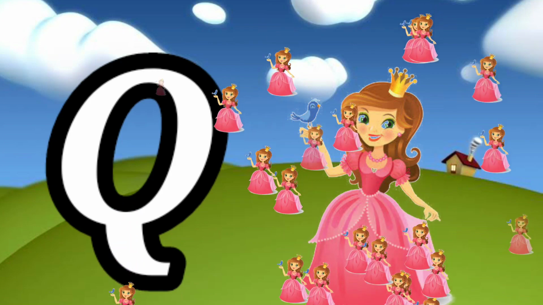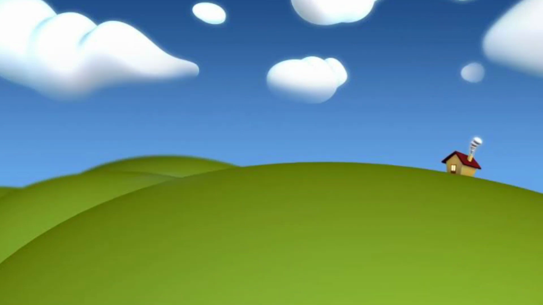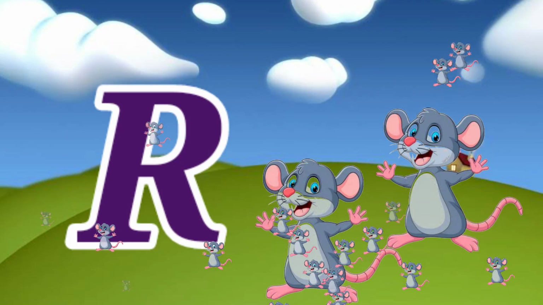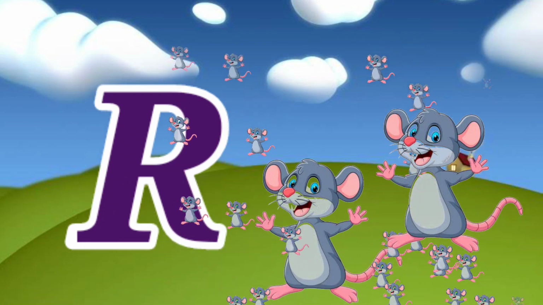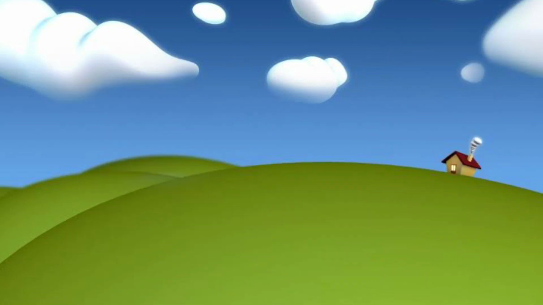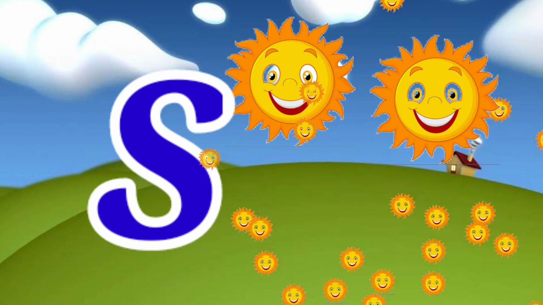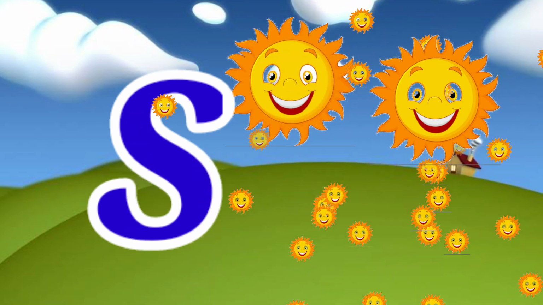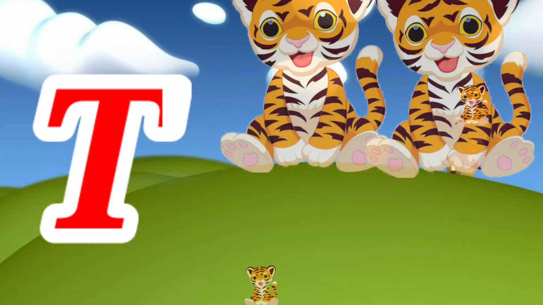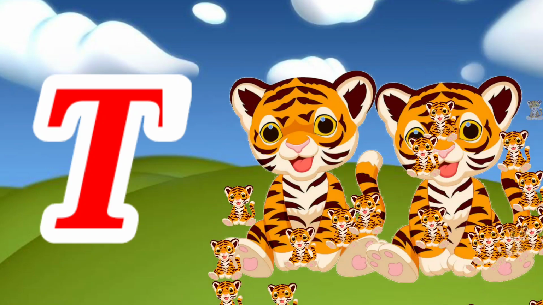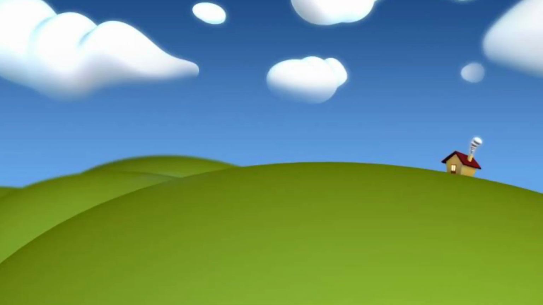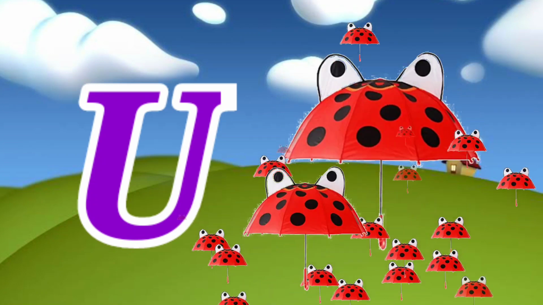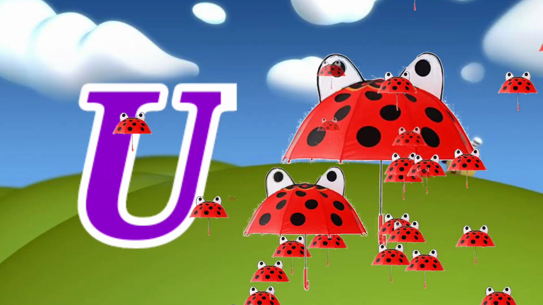Q for queen. Queen means rani. R for rat. Rat means chuha. S for sun. Sun means suraj. T for tiger. Tiger means cheetah. U for umbrella. Umbrella means chhata.